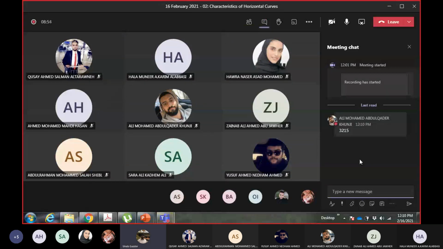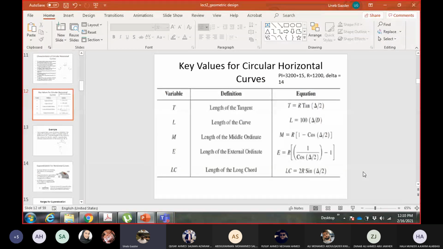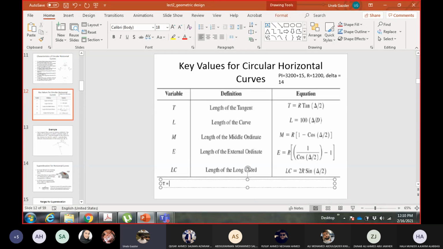Yeah, 3215. Yes, good. Yeah, you got the idea. Okay, now give me the values of these parameters. Start with the tangent length. How much is the tangent length?